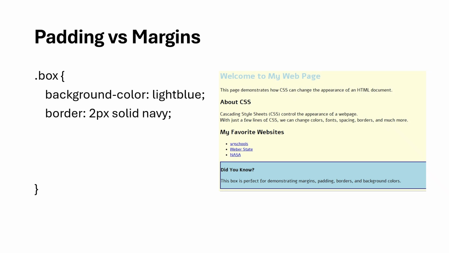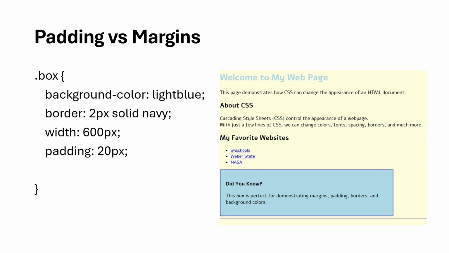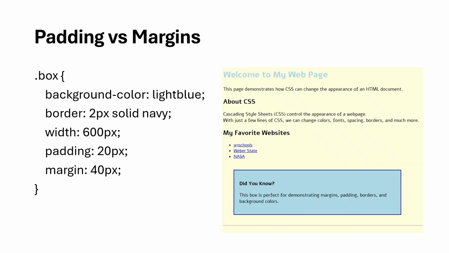Now, the div tag stretches across the available width of the page by default. So we can add a width property to let us control how wide the box should be. Next, we'll add some padding. Now, remember, the padding is the space inside of an element between the content and its borders. Margins are the space on the outside of an element that separate it from its neighboring elements.